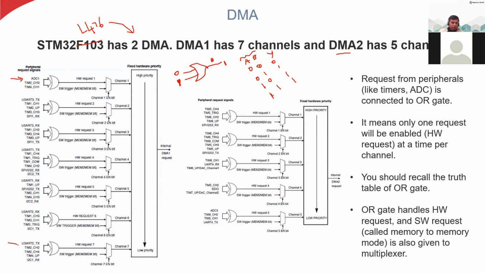So you can give all the external interrupts or peripheral interrupts to this OR gate, and the OR gate will enable only one interrupt at the output based on the priority, and then this will be given to the multiplexer, and the multiplexer will have the enable bit. Based on the enable bit status, you are enabling only one output at a time.